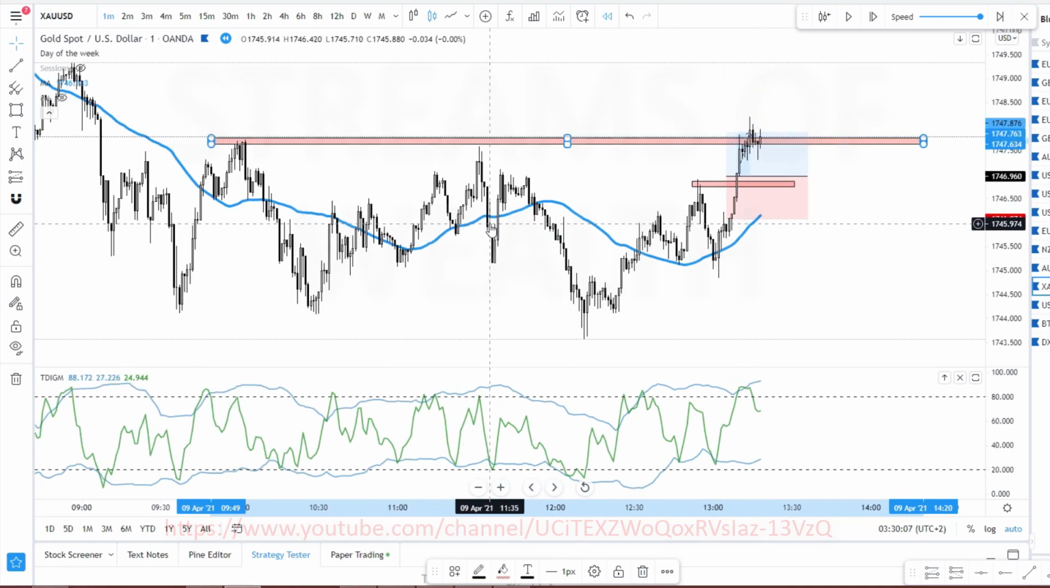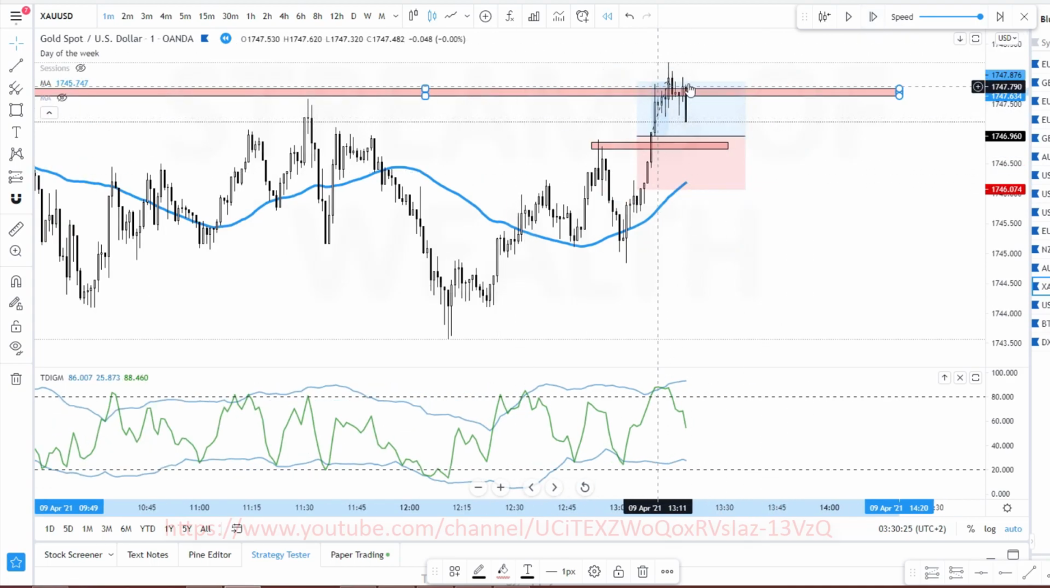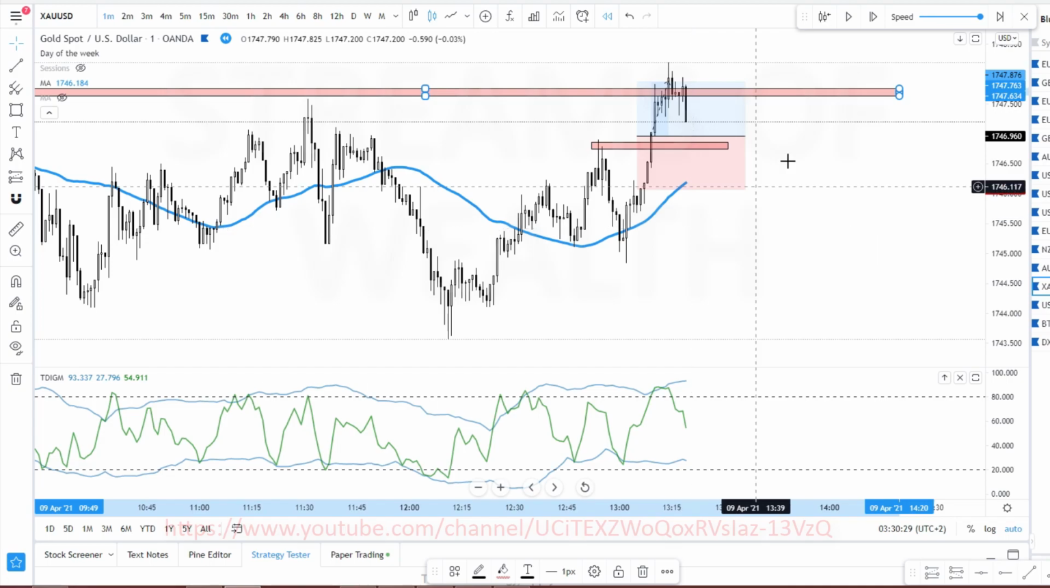You may be like to target 1 to 2, 1 to 3, 1 to 4, but you need to understand that this market does not care about your 1 to 10 risk to reward. You need to also be realistic and expect where the price will be reacting. That is why, as you can see, it reversed. I just closed with 1 to 1.